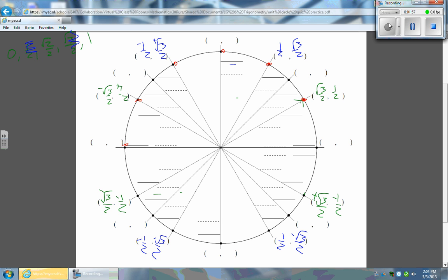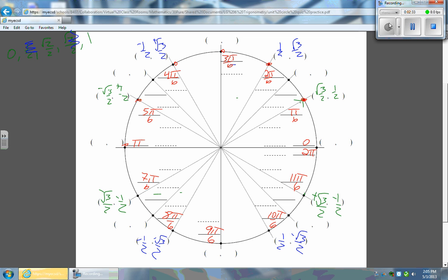That's broken down into pi over 6. This one will be 2 pi over 6. That'll be 3 pi over 6. That'll be 4 pi over 6. That is 5 pi over 6. 6 pi over 6, which we know is pi. This one will be 7 pi over 6. This one will be 8 pi over 6. This will be 9 pi over 6. This will be 10 pi over 6. This will be 11 pi over 6. And of course, 12 pi over 6, which is 0, and 2 pi, the same thing.